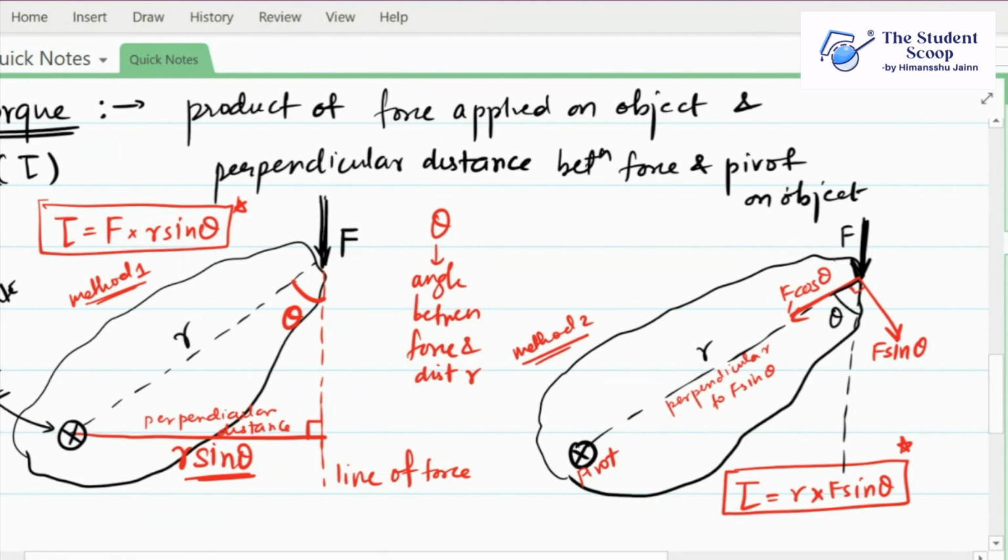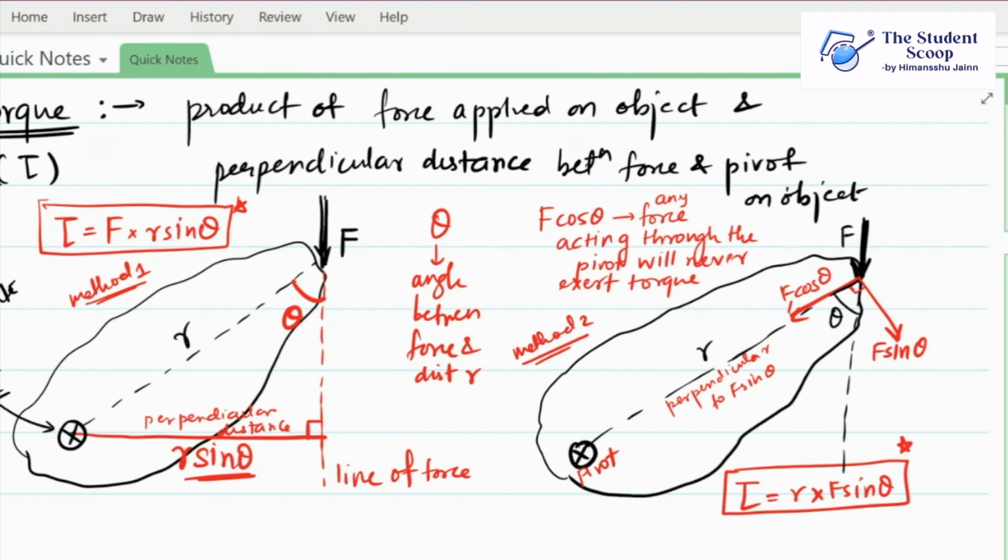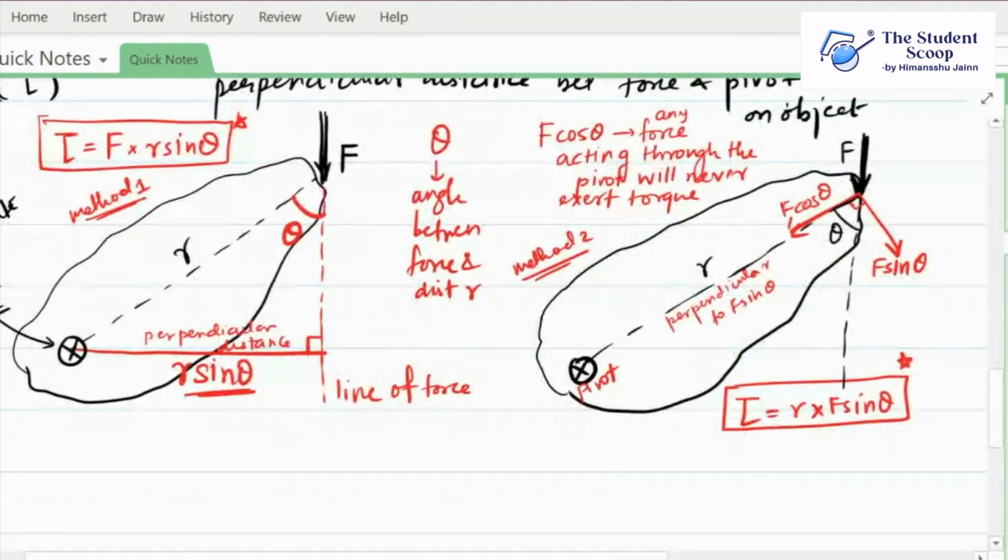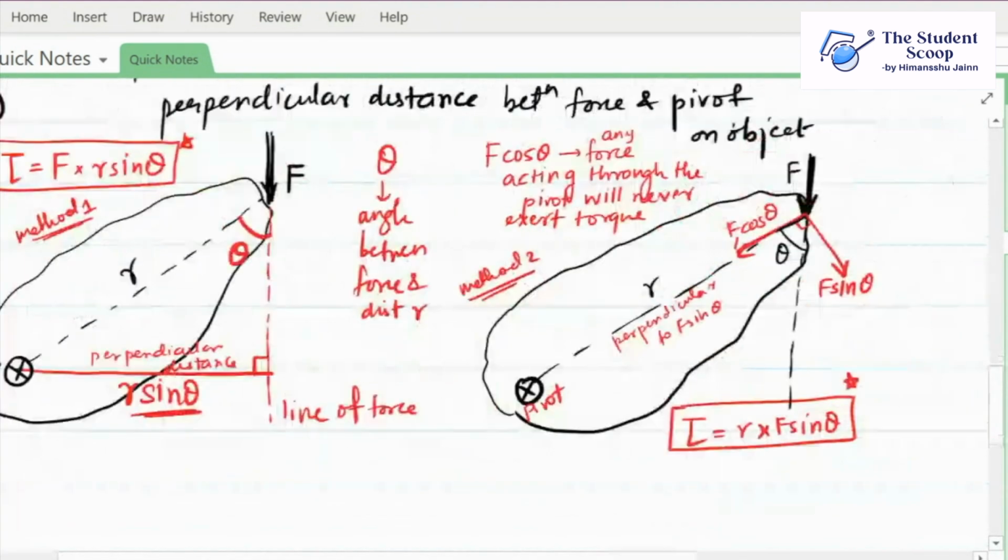Now why is F cos theta not considered? Because F cos theta, or any force acting through the pivot, will never exert any torque. So whenever there is a pivot and you apply a force whose line of force is passing through the pivot, it will never cause any rotational motion. Is that clear? So this is the scenario for the torque.